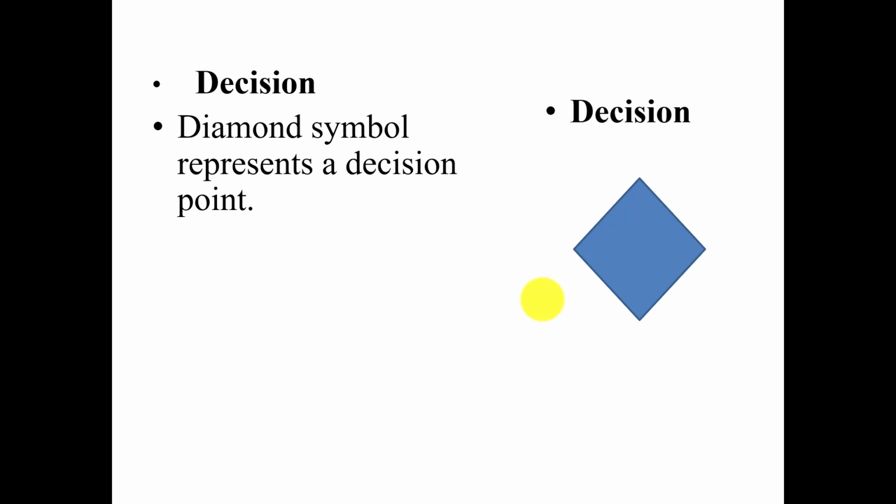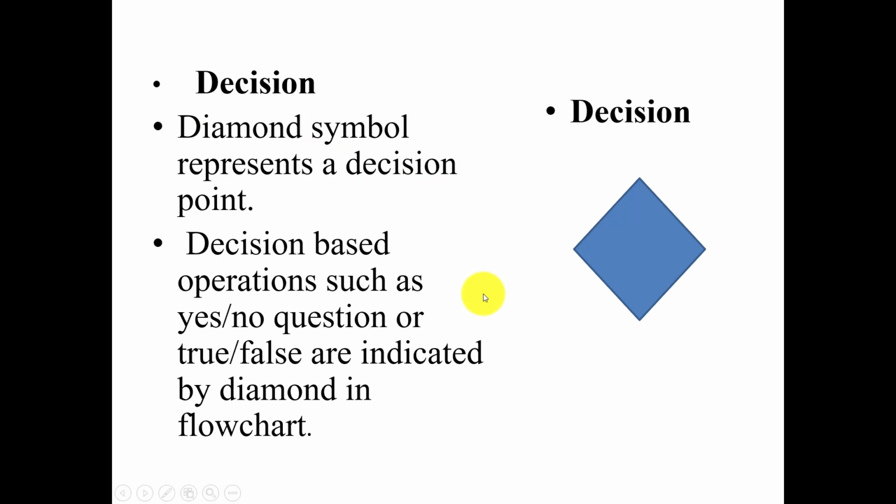The next flowchart symbol is the decision. The decision is represented by the diamond symbol. Now why are we using this decision symbol? It is used for operations such as yes or no. That is, we write some condition, or you can use this symbol for true or false. If the condition is true or false, or yes or no, it indicates the decision. That's why we use this diamond symbol, which represents a decision point.